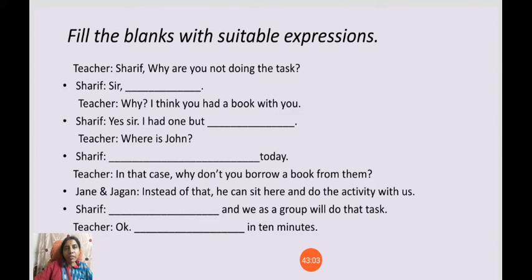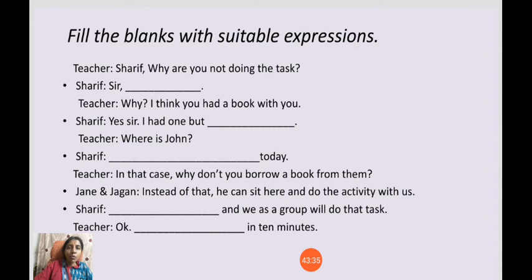A blank is given. Now look at the teacher's reply for that. Where is John? So something related to John is asked here. So that's why you can say here like this: Yes, sir, I had one, but what generally happens? We give the book to some student. So I had one, but I gave it to John. So the teacher is saying, where is John?